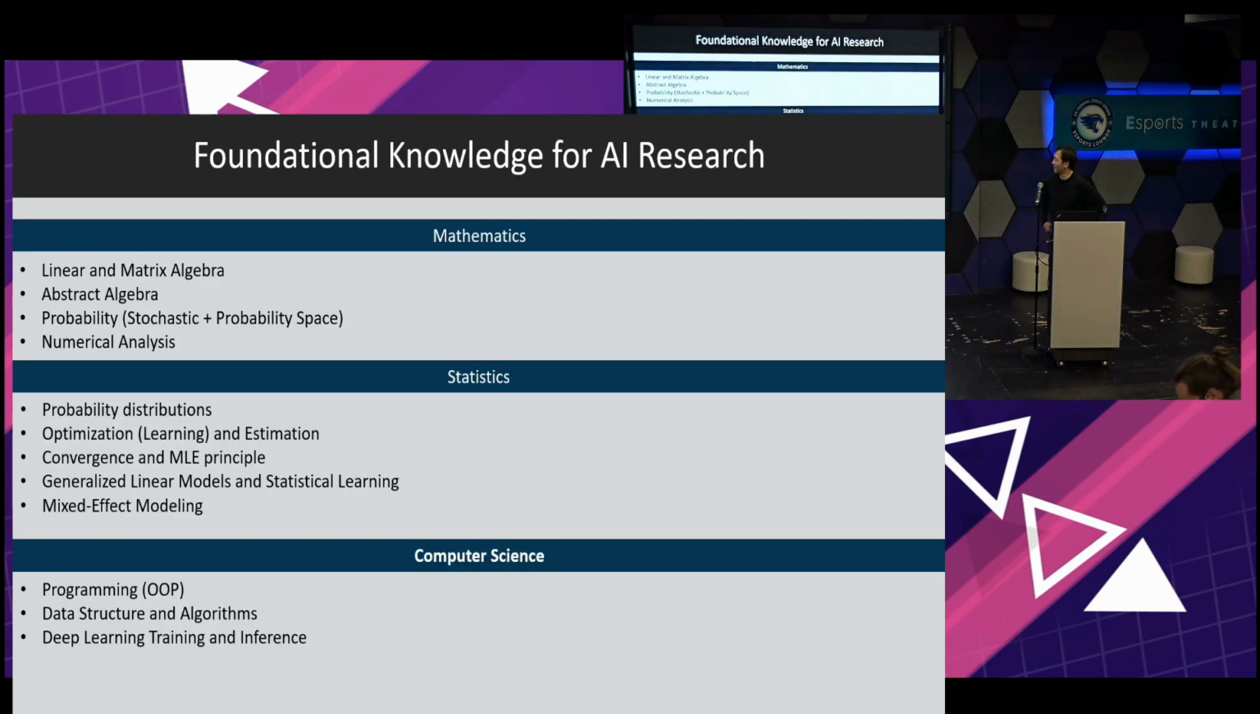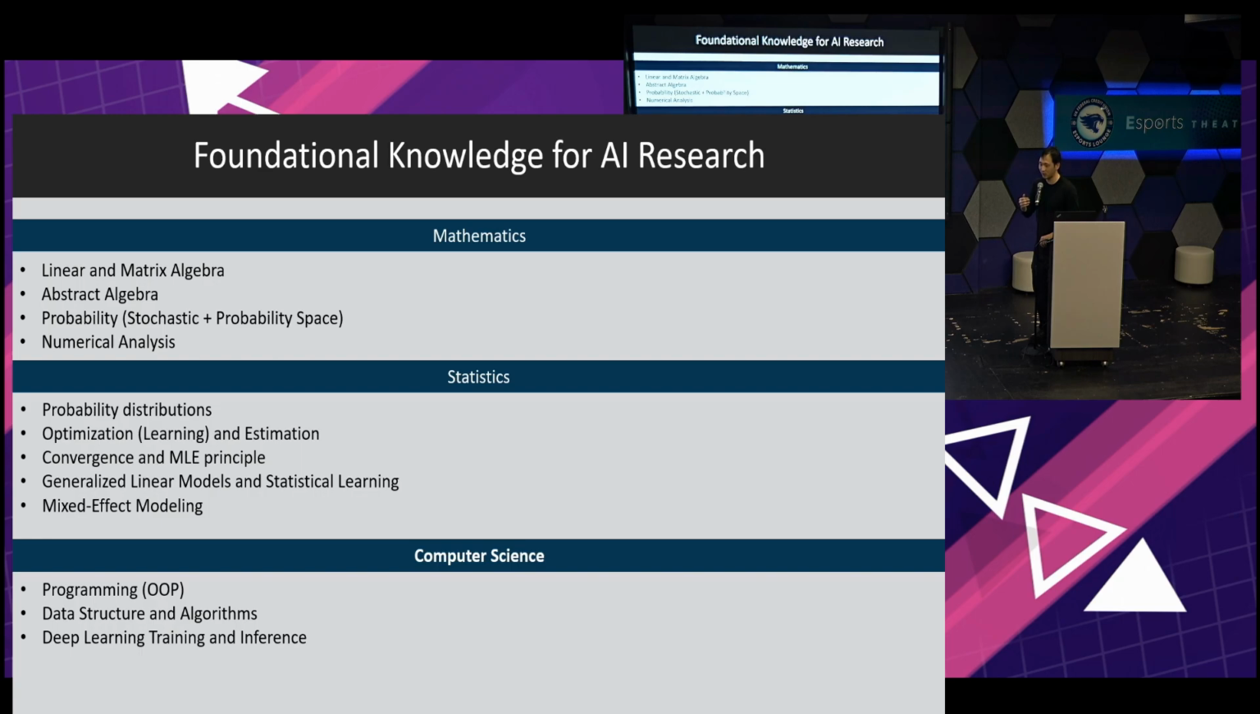Okay. So what are some foundational knowledge areas for AI research? I broke it down into three big main subjects. One is mathematics. I really want to emphasize the importance of linear algebra, and matrix algebra is very important. And then you also need to understand probability, because after all, it's predicting the next tokens, or predicting something for a particular task.